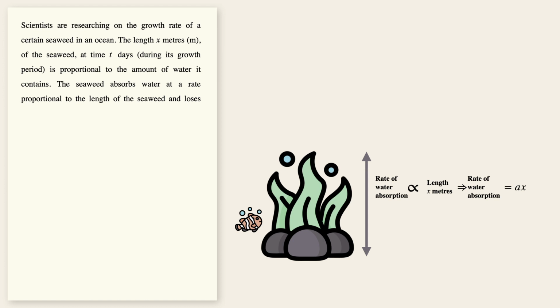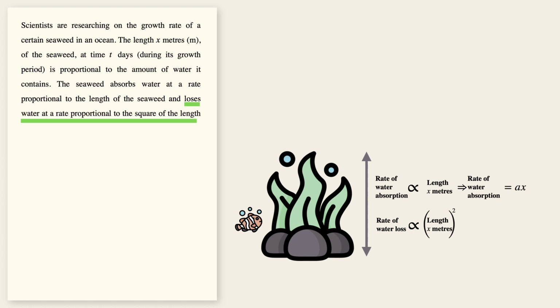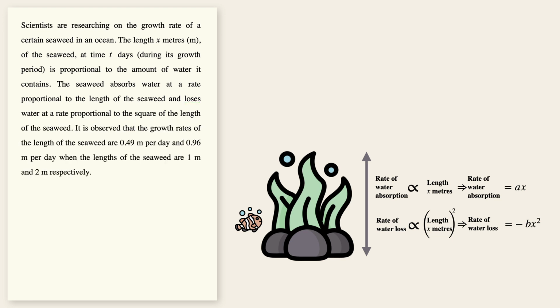Now similarly, it loses water at a rate proportional to the square of the length of the seaweed. This could be written as minus bx squared because remember, a negative scalar factor represents the situation where the seaweed is losing water. Now it is also observed that the growth rates are 0.49 meters per day and 0.96 meters per day when the lengths of the seaweed are 1 meter and 2 meters respectively.